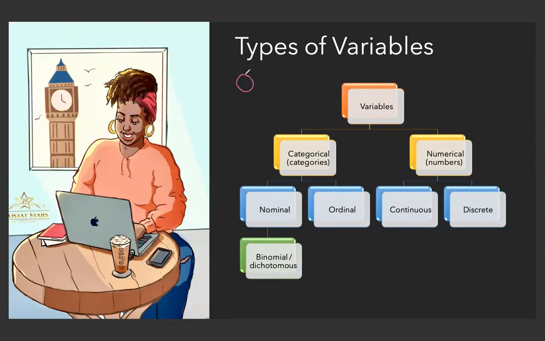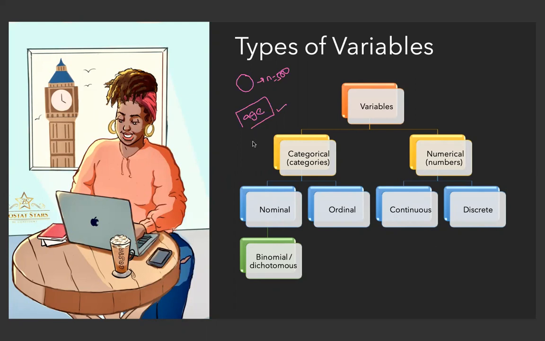Again, this is my sample. I take a sample of 500 people, and one of the variables I measure for these 500 people is age. So age is a number. I'm going to have numbers for all these 500 people. So I know that age is an example of a numerical variable, right? Because age is going to be a number.